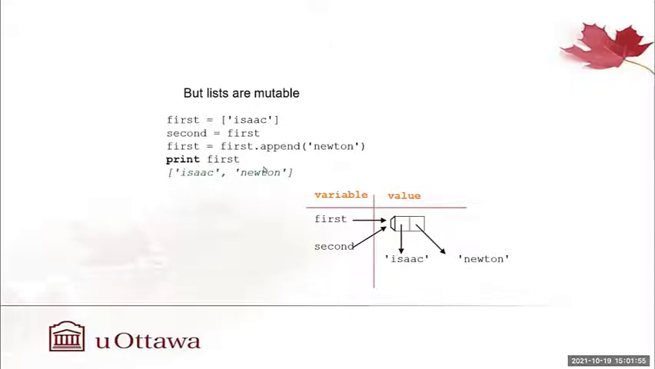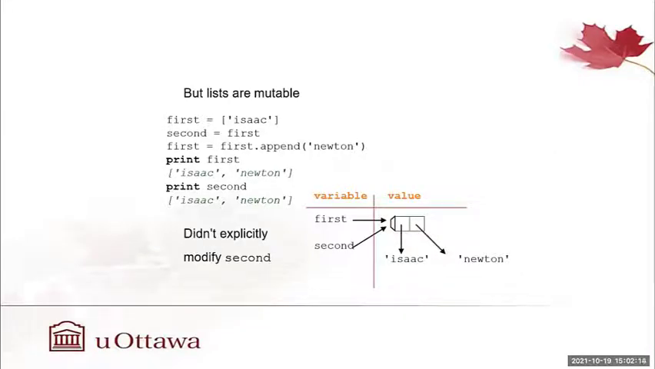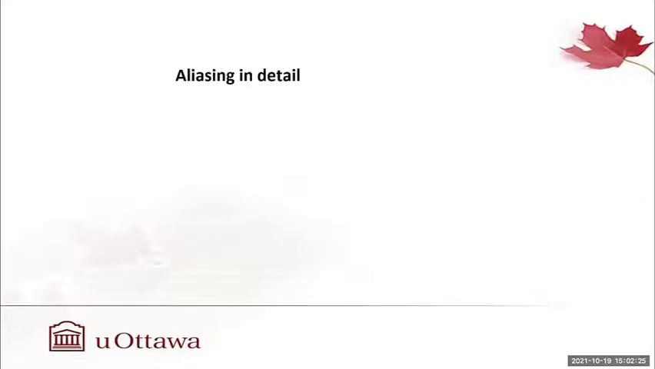So if I print first, it's going to give me Isaac Newton. Meanwhile, please note that I did not change anything, so if I print second, it's still going to give me Isaac Newton. What does that mean? That means that when it comes to lists, I don't need to explicitly modify the alias version of a variable.